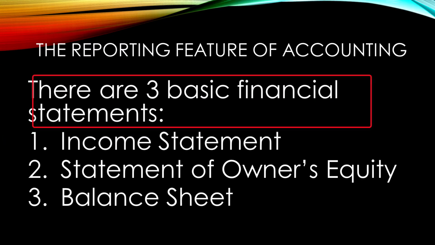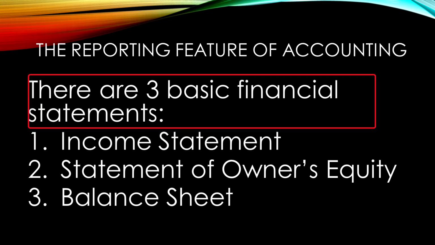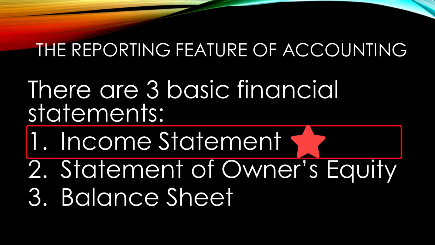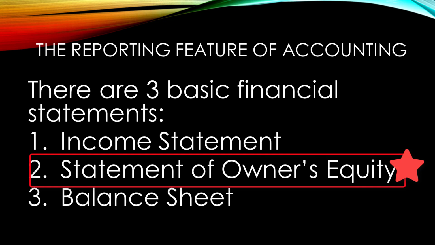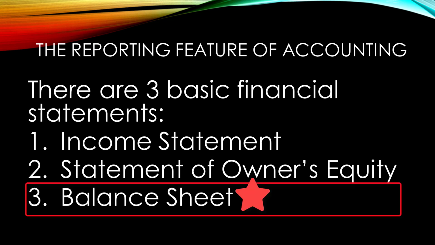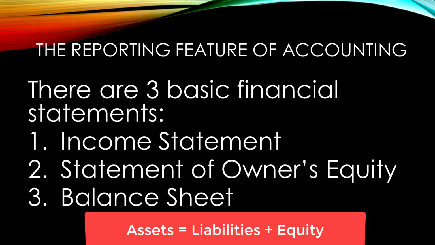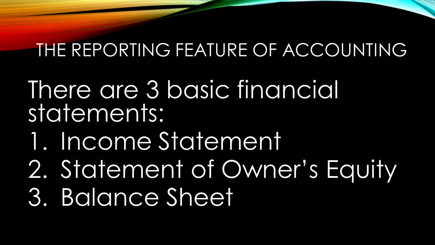There are three basic financial statements that we will be covering in this course. The income statement, which shows the results of operations over a given time period. The statement of owner's equity, which shows the changes in the owner's capital account, and the balance sheet, which ensures that the fundamental accounting equation is in balance and proves that the assets of the company are equal to the liabilities plus the equity. Let's take a look at each one of these three in more detail.